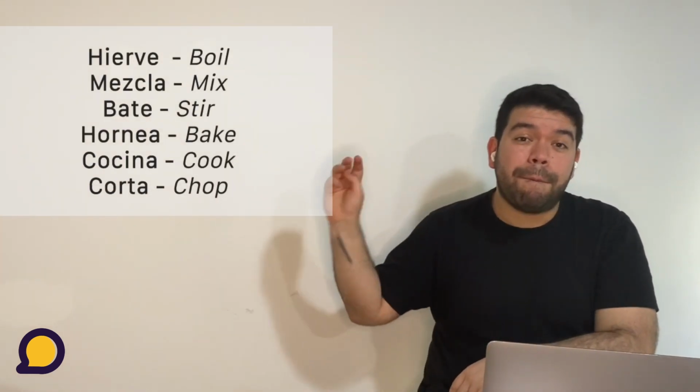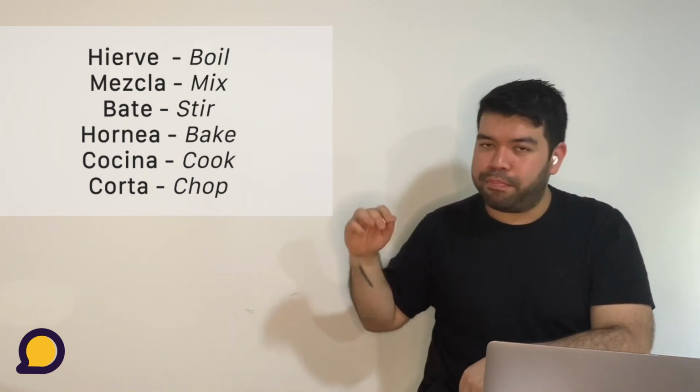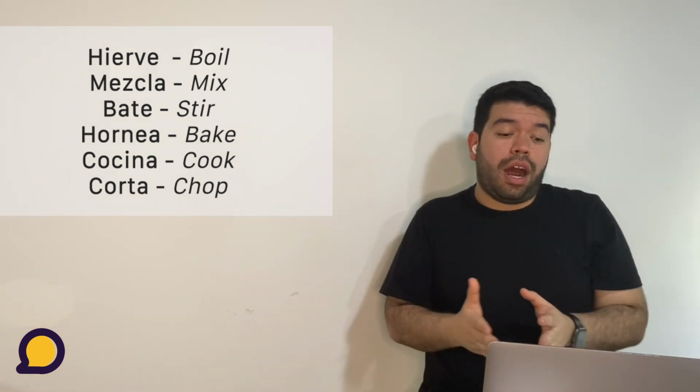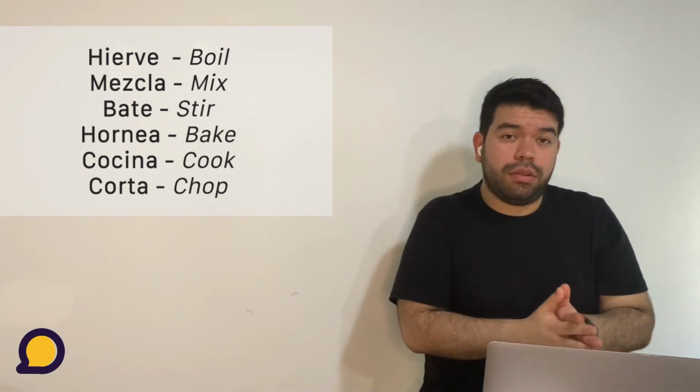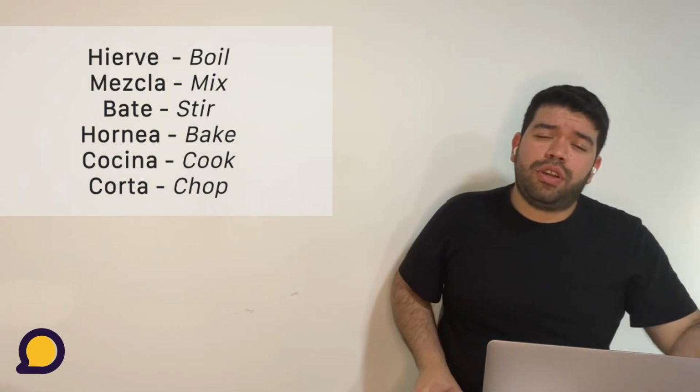So, guys, the best way to practice imperative mode is with, for example, recipes. When you're cooking, when you're watching a cooking show. And all these actions, those verbs that we use to cook, like, for example, hierve, mezcla, bate, hornea, cocina, corta, pica, mezcla. All of those are conjugated in the imperative mood. So it's a pretty easy and pretty fun way to practice your imperative mood.